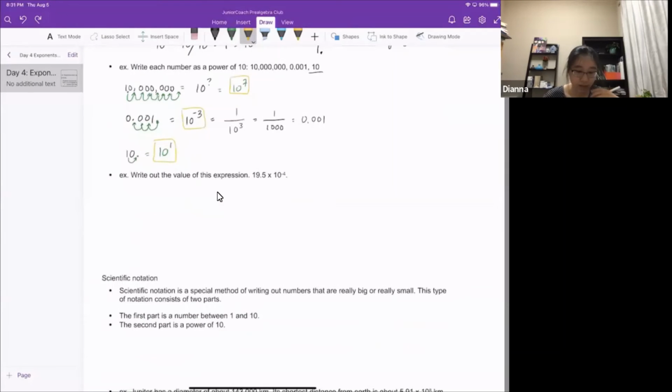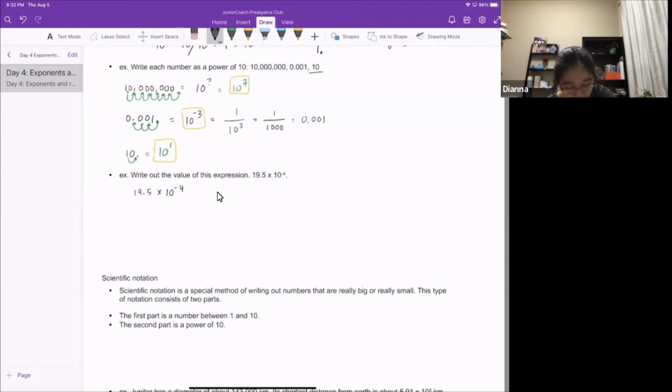So here, write out the value of this expression. It's basically asking me to write out all the zeros. So I have 19.5 times 10 to the negative 4. I could convert 10 to the negative 4, so it's 1 over 10 to the 4th, times 19.5. This thing stays the same. And then I could punch that in the calculator and get my answer. Well, I'm going to do something different.